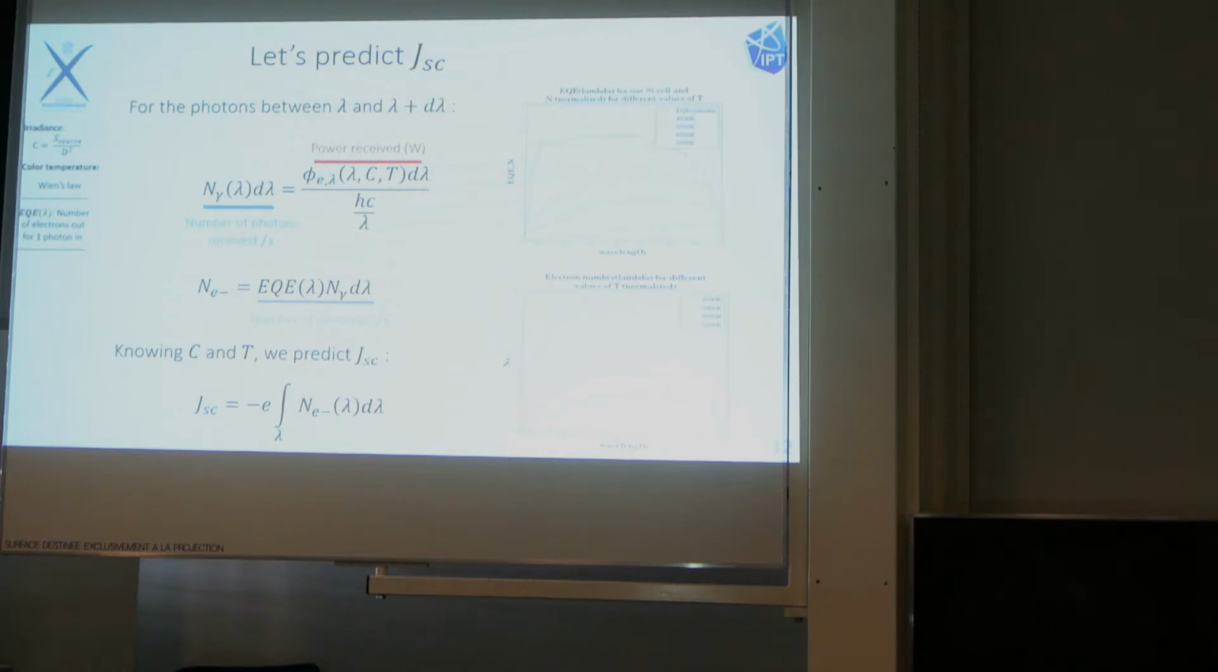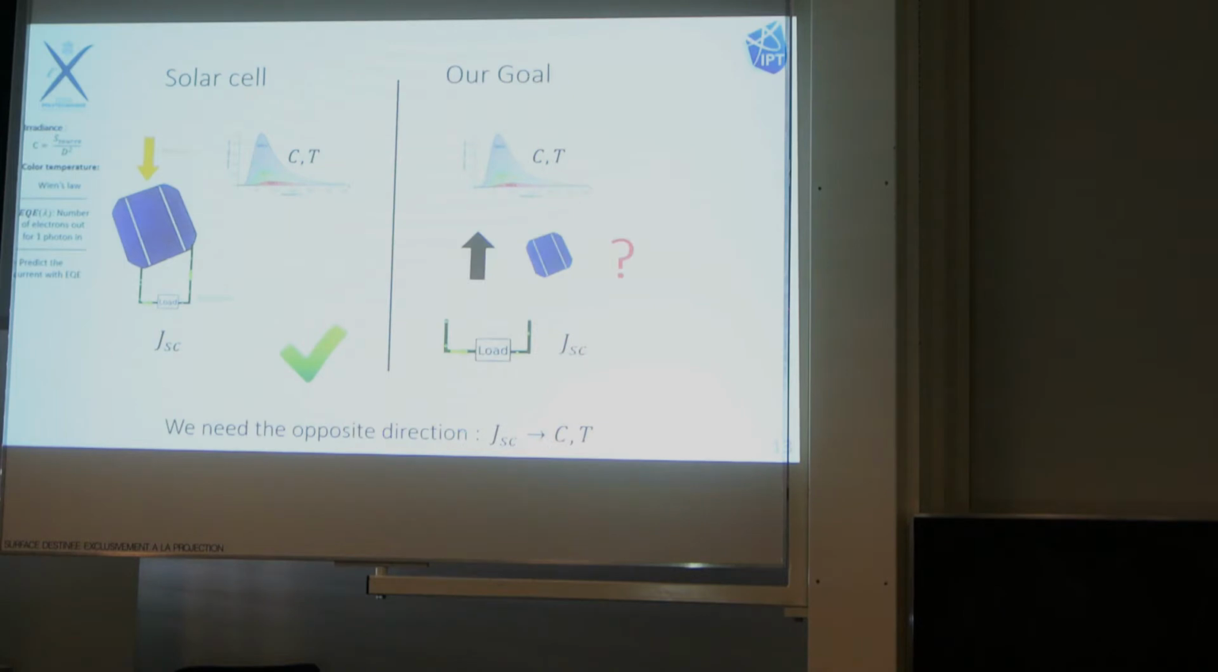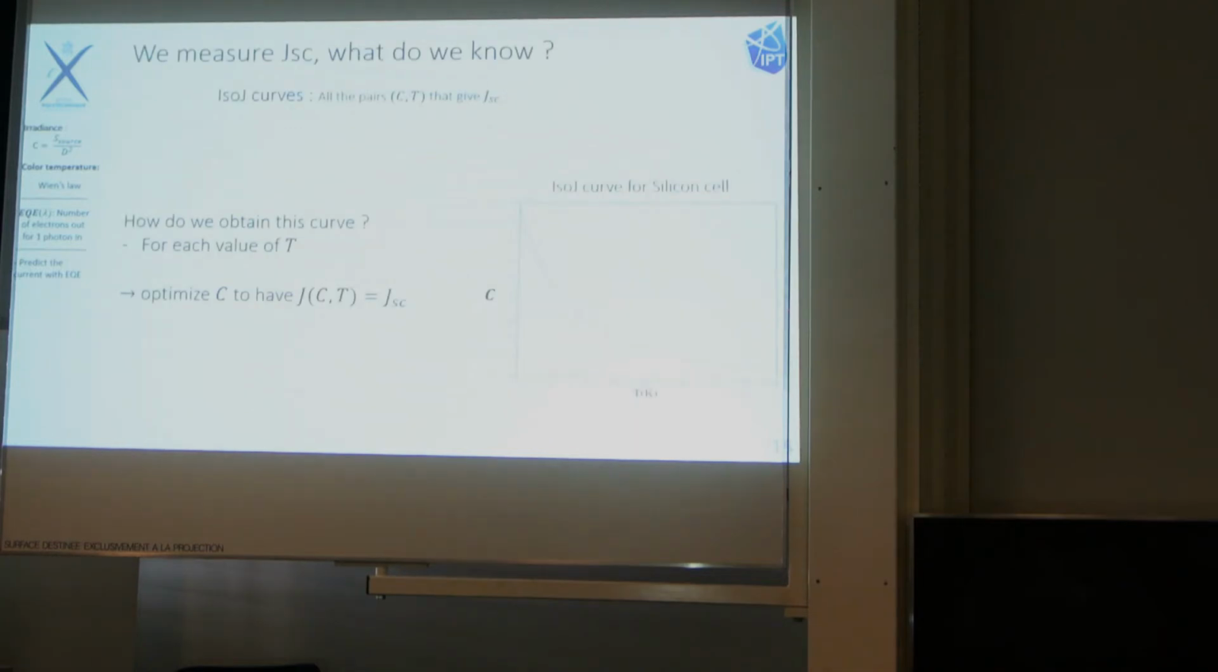Now we can predict the output current in the solar cell, and our goal remains the other way around. So how can we do this? We can measure the currents. This was the goal of our method. And now, what do we know?